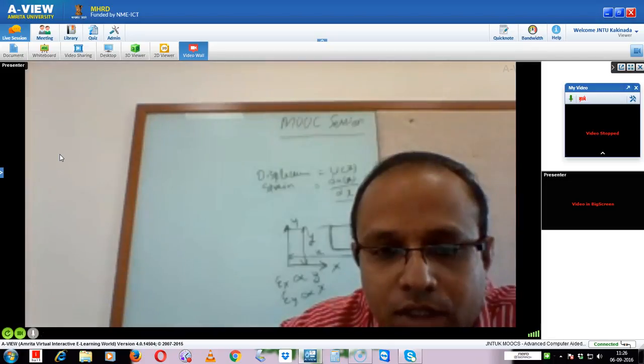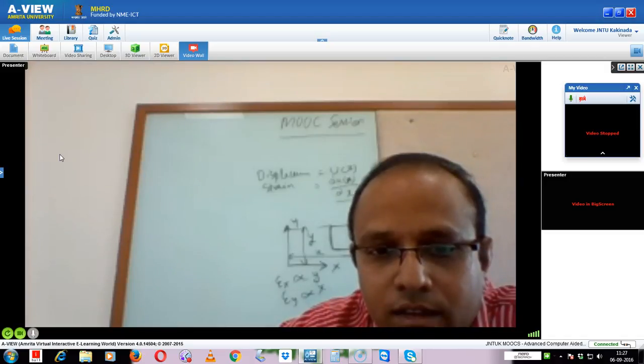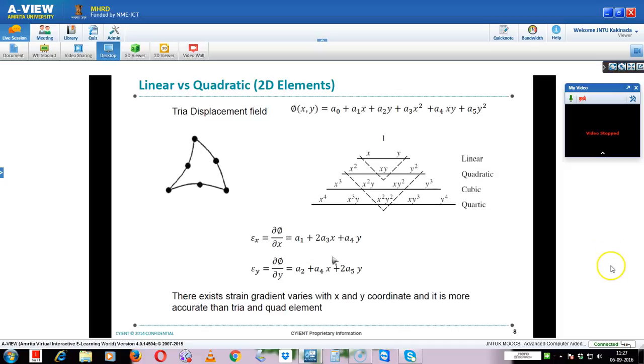When you try to get the strain terms, when you differentiate with respect to x and y, there exist some gradients. These gradients depend upon the x direction and y direction of the element face, in both strain in x and strain in y. So this looks to be more accurate than the previous formulation because it has a better strain gradient, depending upon both x direction and y direction. For both strains, it has dependency on x and y.